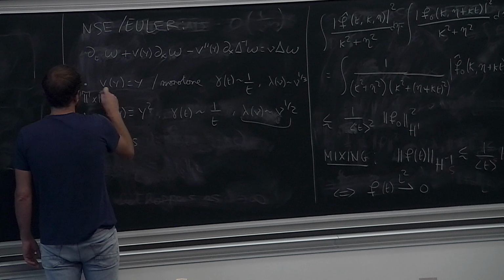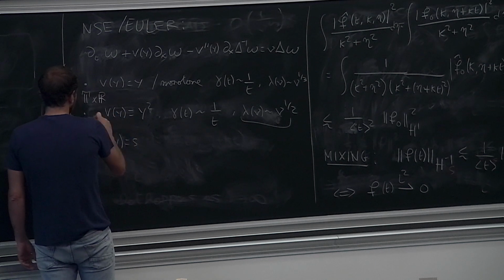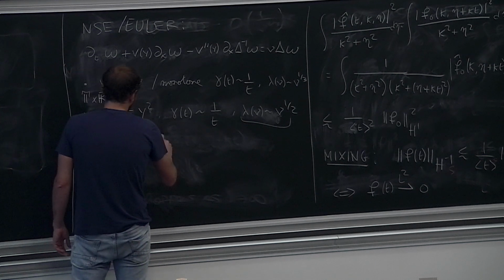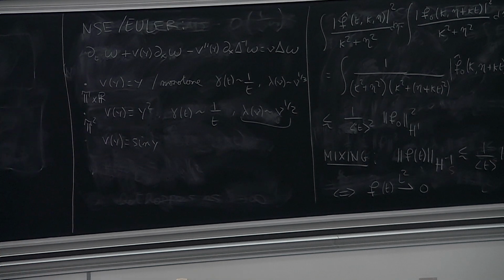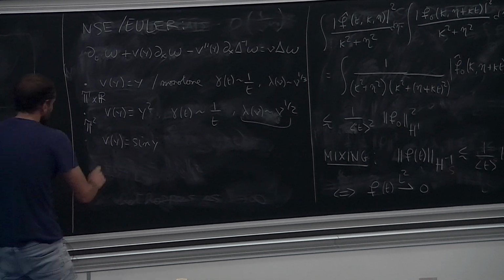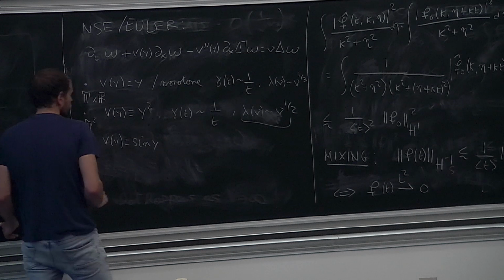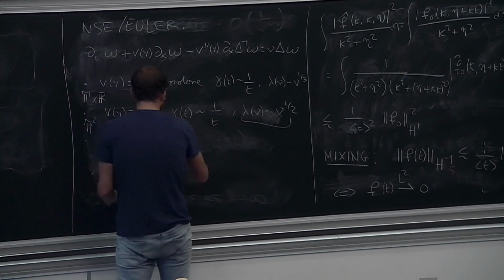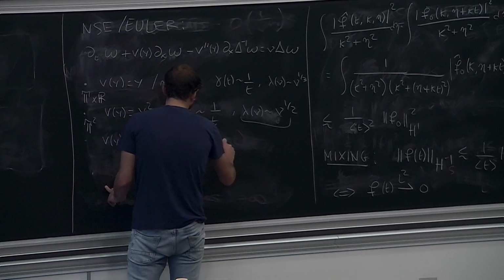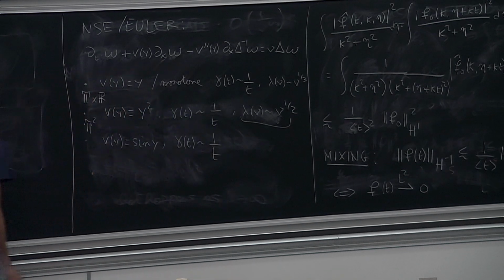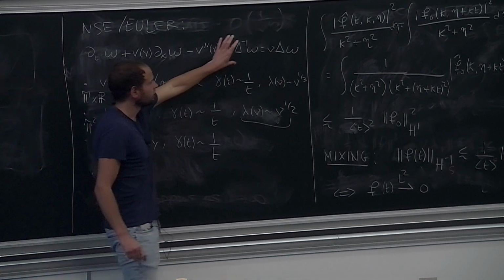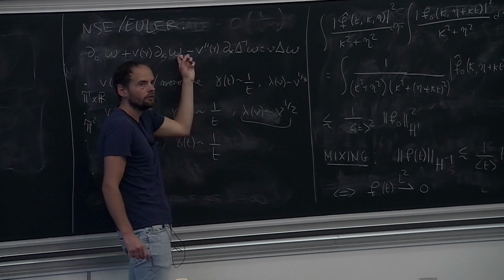Maybe I should just, and on t2, there is sine of y. But OK, let me just put maybe t2. OK, so this is also 1 over t. So again, you have an improvement due to this sort of non-local perturbation of the transport term.